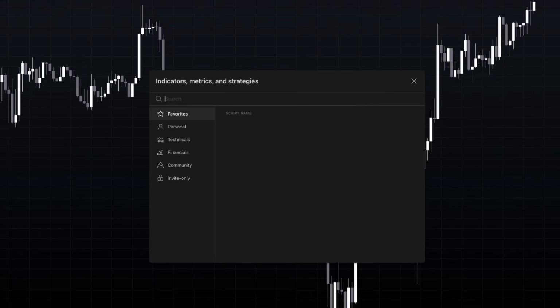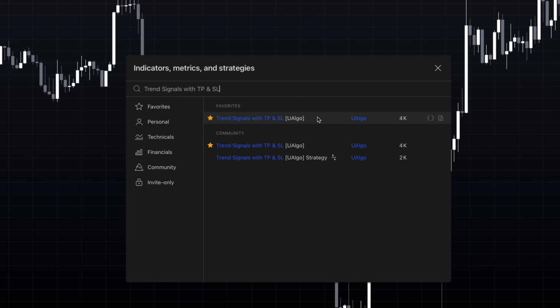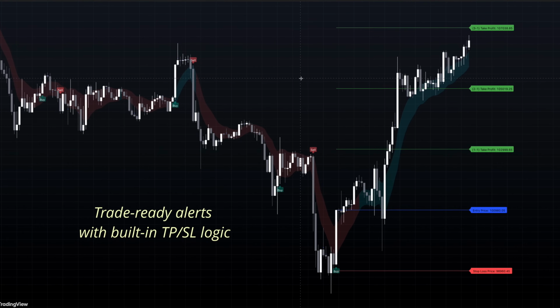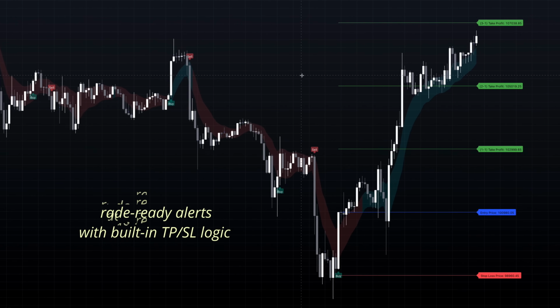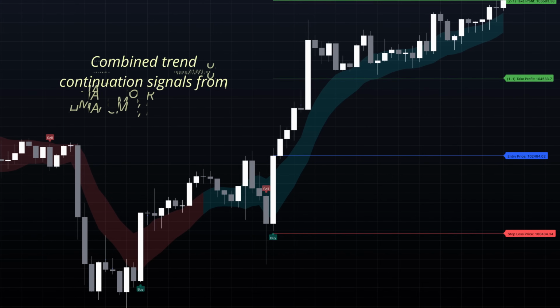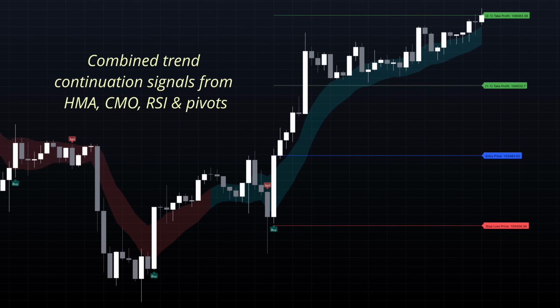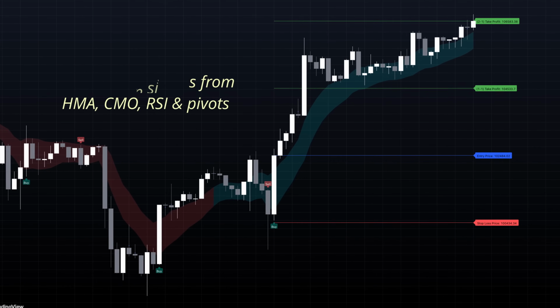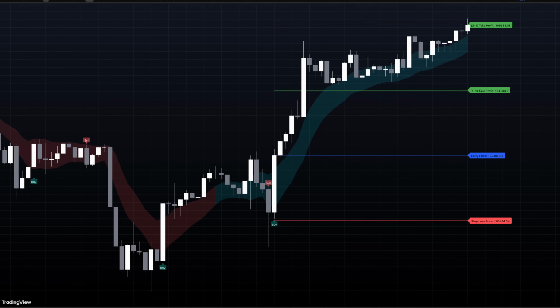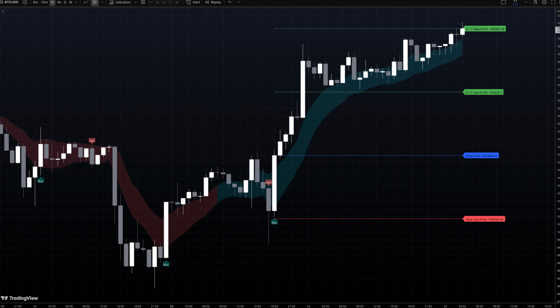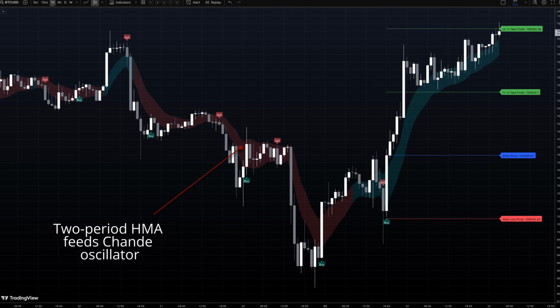Trend signals with TP and SL. Created by UAlgo, this indicator combines momentum analysis with ATR-based trend detection to generate buy and sell signals, accompanied by automated take-profit and stop-loss levels. The system integrates Hull moving average calculations, Shonda momentum oscillator values, and RSI readings with pivot point analysis to identify trend continuation opportunities. In upcoming videos, we'll cover complete strategies featuring this indicator and others from today's review, so you know what to do. The core mechanism uses 2 Hull moving averages of different periods to calculate momentum changes, feeding these into a custom Shonda momentum oscillator.